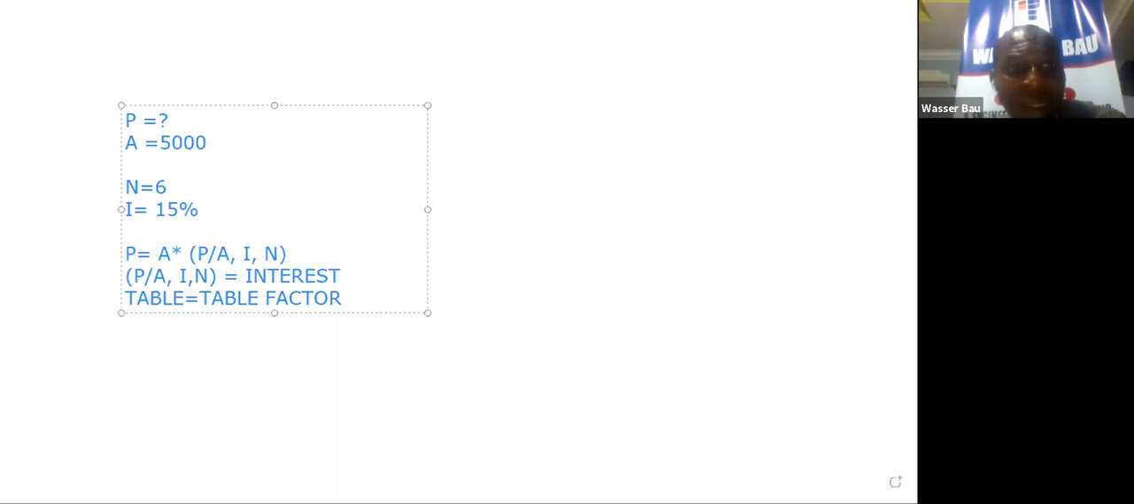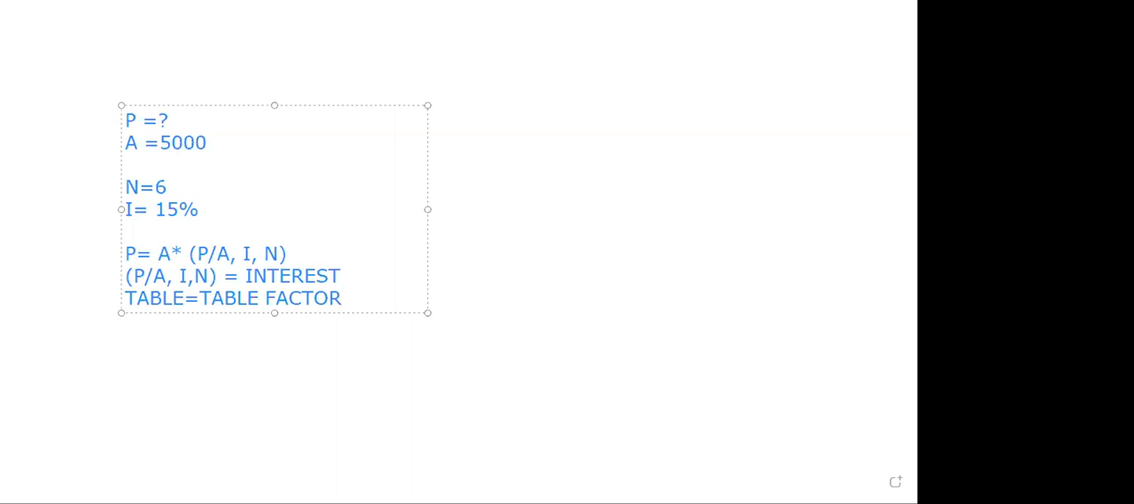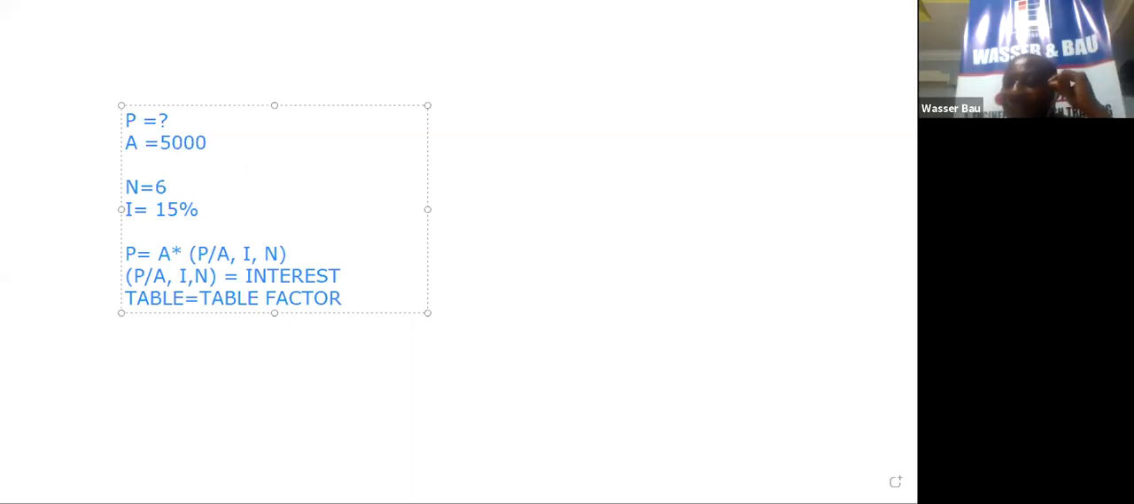So this is the N. What's the number of years? Six. 6 years. So the factor is now what? 3.784. So that is the table factor, or the present worth factor. And this means we are using the present worth method, because we're making use of the present worth factor.